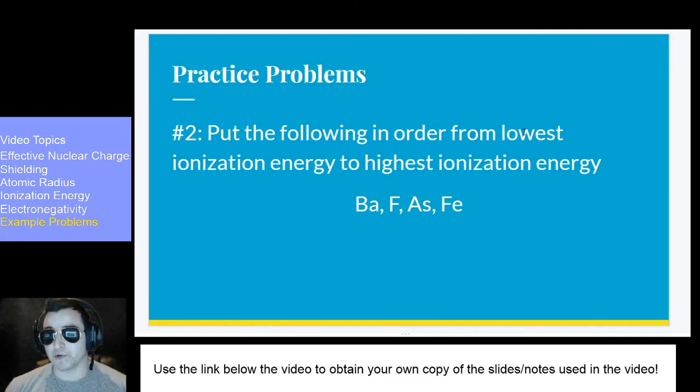Well, if you have a stronger pull of the nucleus, it's going to become harder to take the electron. And shielding is going to sort of subtract from that pull of the nucleus. Therefore, it's going to get easier to pull the electron. And so let's look at where all of these elements are taking place. We have barium, fluorine, arsenic, and iron.